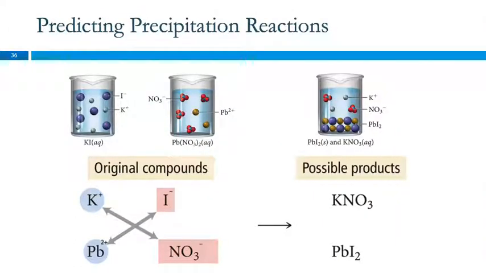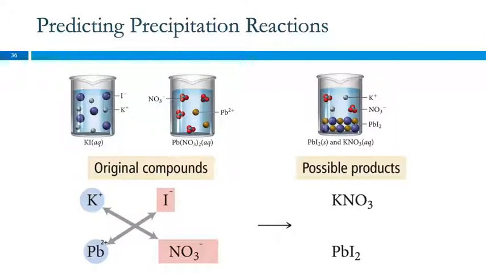So we're going to learn how to predict the products of precipitation reactions. So in this example with the lead nitrate and the potassium iodide, here's the first beaker, we've got potassium and iodide, and here's the second beaker, we've got lead and nitrate. So these are the original compounds, and these are ions with electrical charges, right? And so you have to have a positive with a negative. So we can't have potassium and lead getting together because they both have positive charges and positive charges repel. Iodide and nitrate won't get together either.